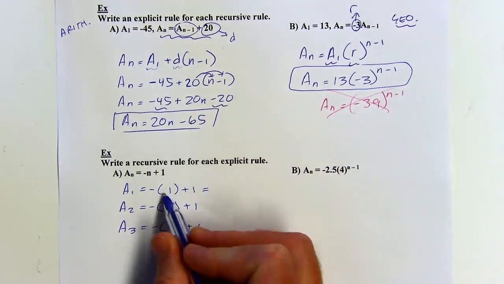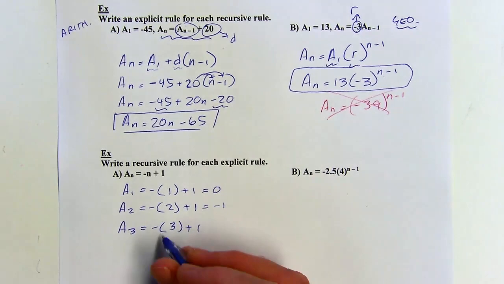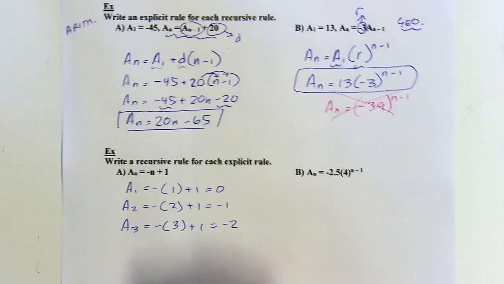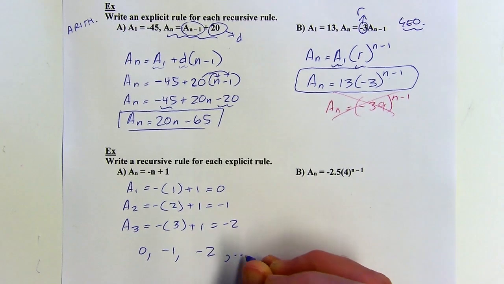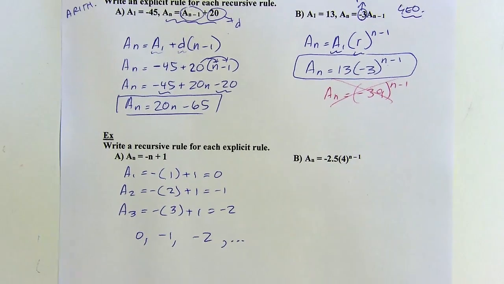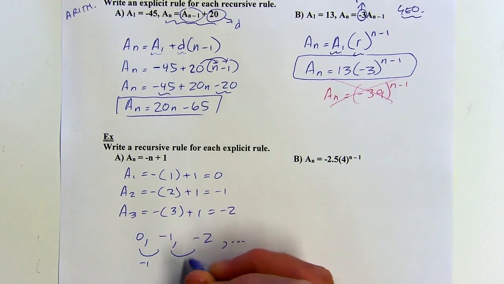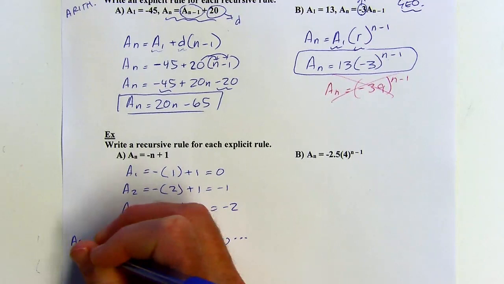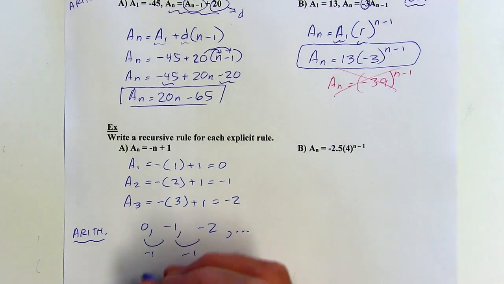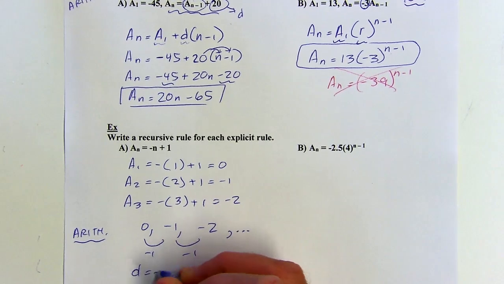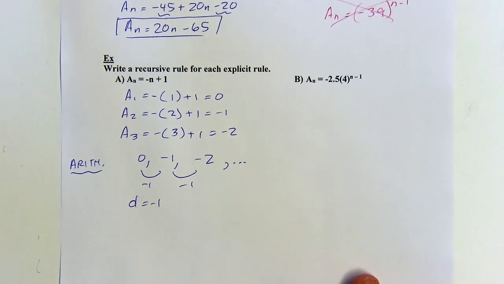So let's see, this is negative 1 plus 1 is 0. Negative 2 plus 1 is negative 1. Negative 3 plus 1 is negative 2. So now I've got 0, negative 1, negative 2, and we could build more terms, but now we can figure out, okay, I'm subtracting 1 to get from term to term, right? So now I know that this is arithmetic. Okay, that's important. And then my difference is going to be negative 1, right? That's what I'm subtracting or adding to get from term to term. I'm adding negative 1, okay?